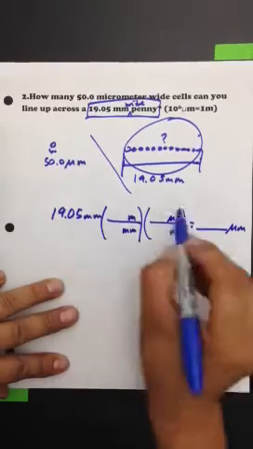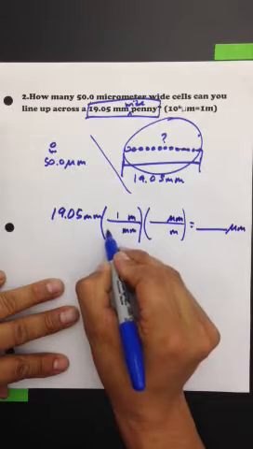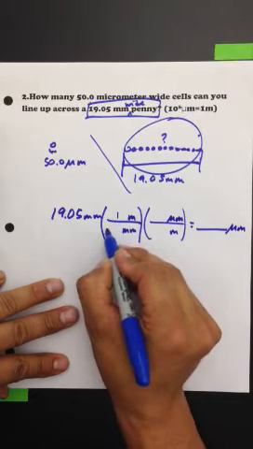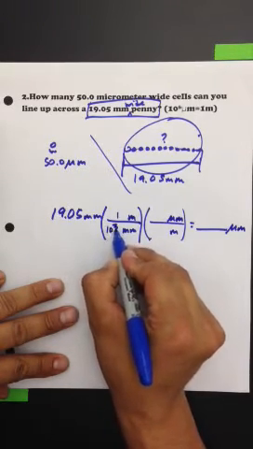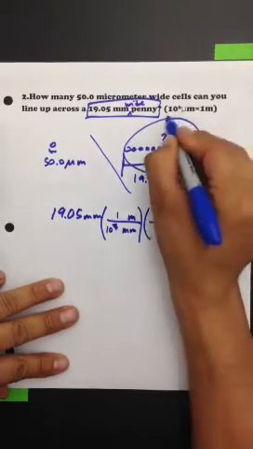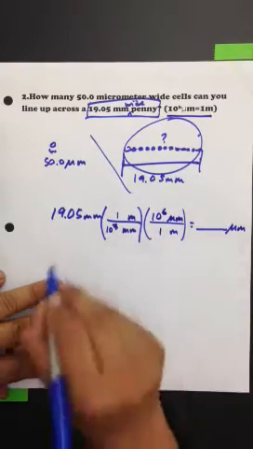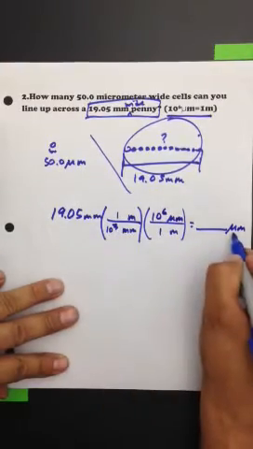So 19.05 millimeters. How many millimeters are in a meter? 1 meter is 1,000 millimeters, also known as 10 to the 3. Okay. And how many micrometers are in a meter? Well, look, I gave it to you there. 10 to the 6th micrometers is 1 meter. So this is going to convert it all into micrometers.